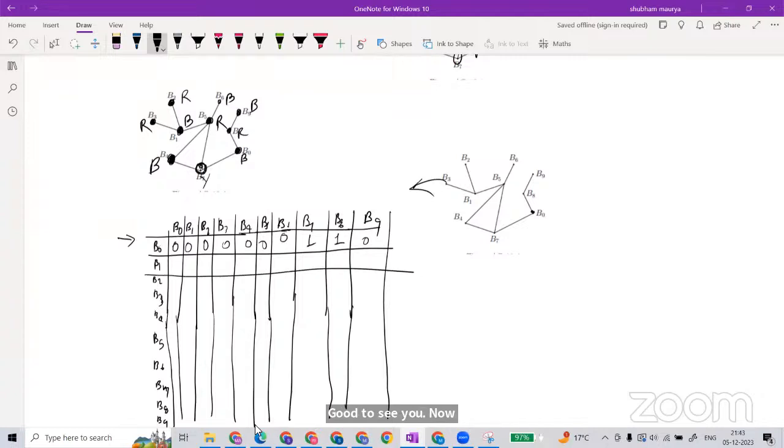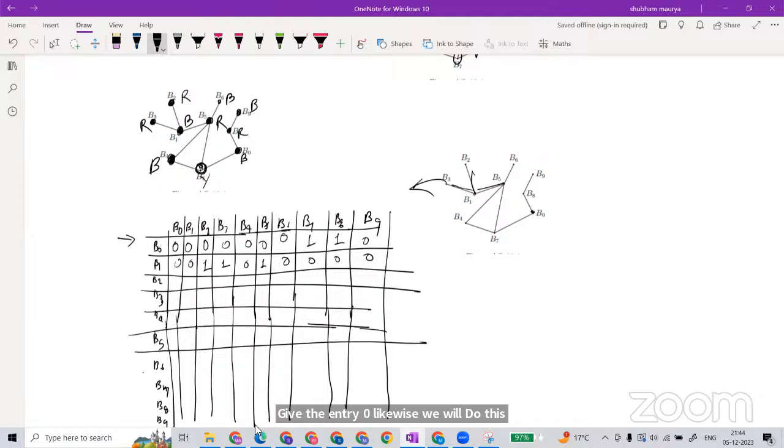Now similarly for B1, B1 is actually connected with B3, B2, B5. Means this is connected with B5, B2 and B3, and the rest all is going to be given the entry 0. Likewise, we will do this listing out.